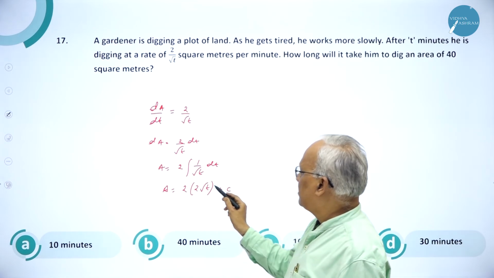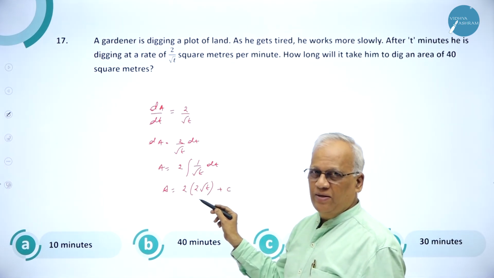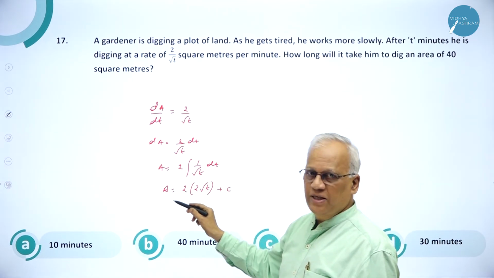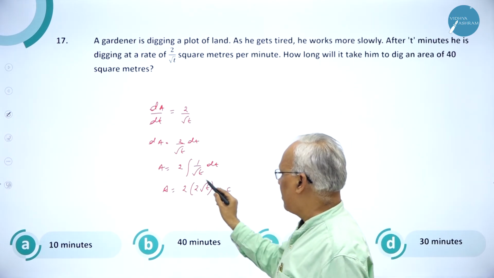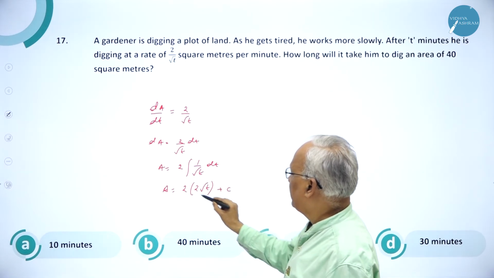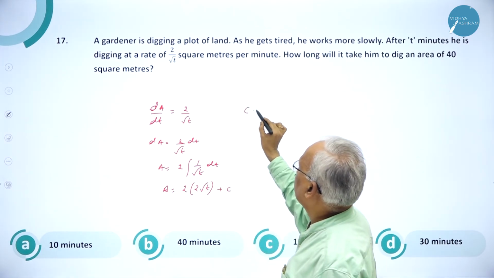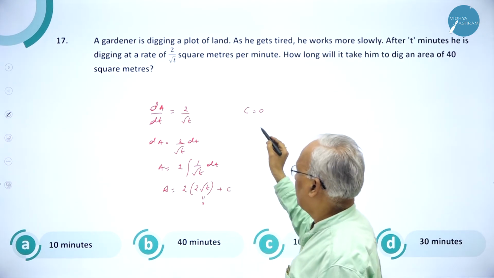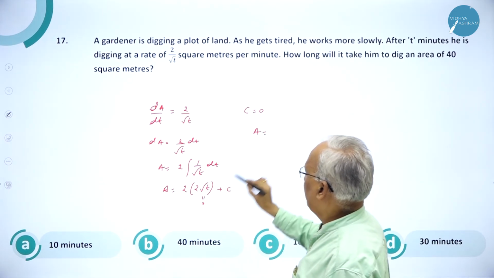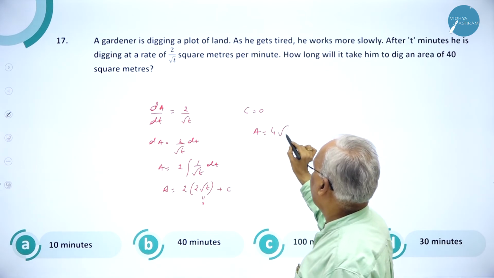But when t is 0, that is initially, the area is 0, obviously. Starting, he has not dug anything, so area is 0. Therefore, when t is 0, A is 0. Therefore, C is obviously 0. By putting t equal to 0, A is 0, C is 0. Therefore, area is 4 root t.